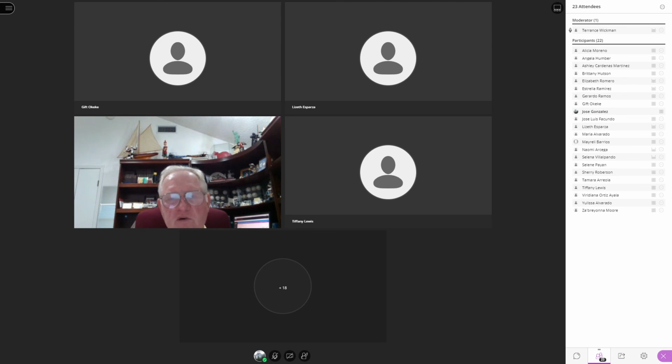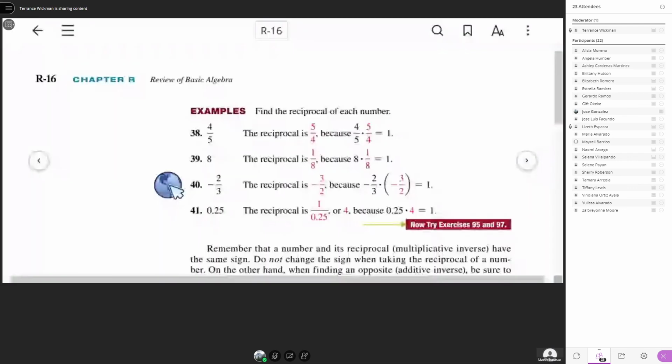Reciprocal of 5/4. That's page R45. Yes, you can see that. Okay, so all I wanted was to remind you all that the reciprocal means you just flip it. So instead of 5/4, it becomes 4/5 or vice versa. 1/8 becomes 8/1. And then of course, anytime you multiply them together, you're going to get 1. That's all they're saying there.